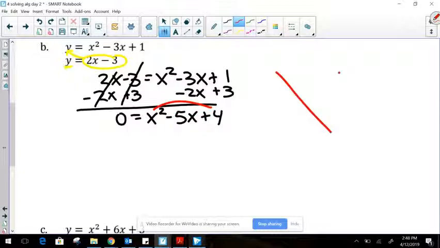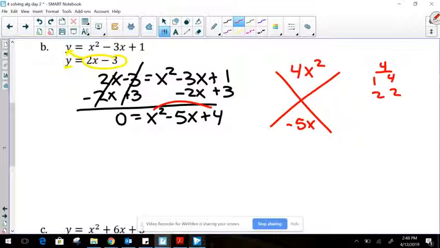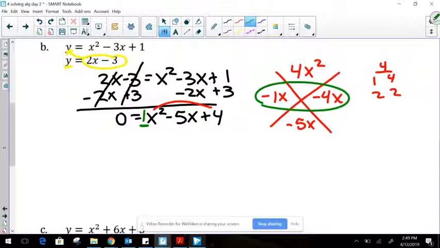First times last. So I have 4x squared, negative 5x. All right, figure out which two numbers multiply to get positive 4, but add up to get negative 5. I have 1x and I have 4x. Both of them will be negative. Okay, so then I look at my equation. My number in front is that invisible 1, so I can do my shortcut. I can go straight from my factors to my factored form. So I have x minus 1 times x minus 4 is equal to 0.